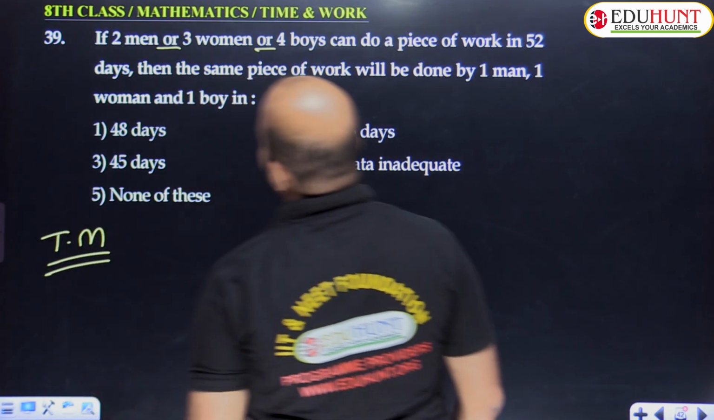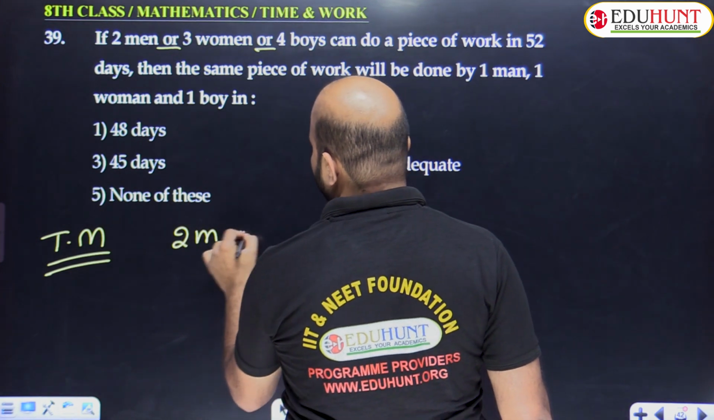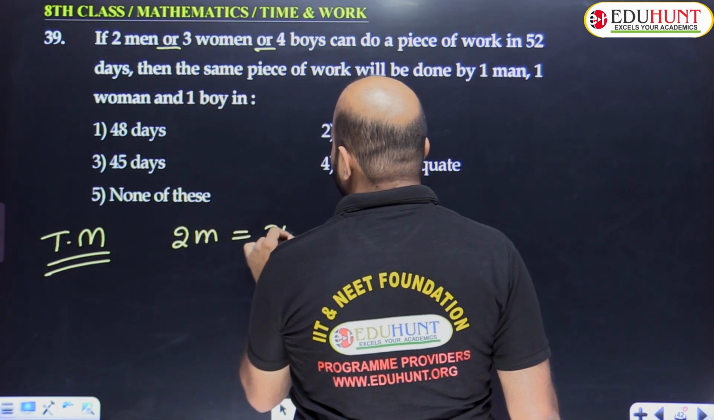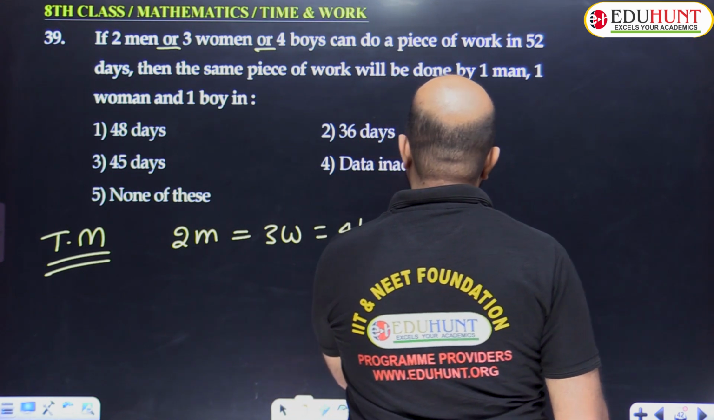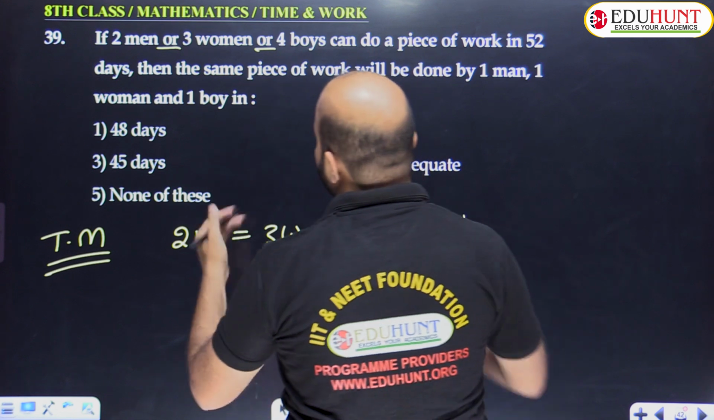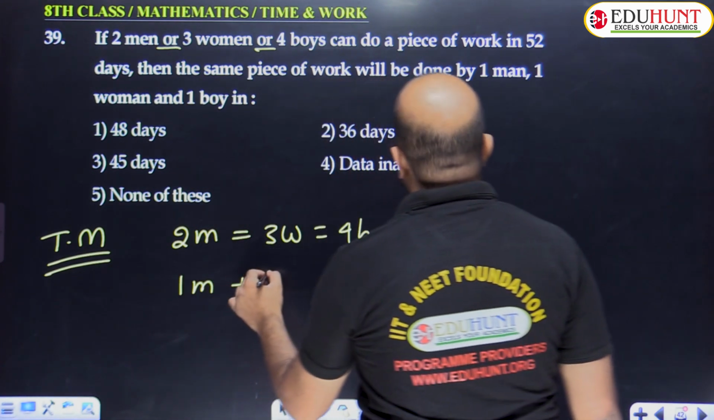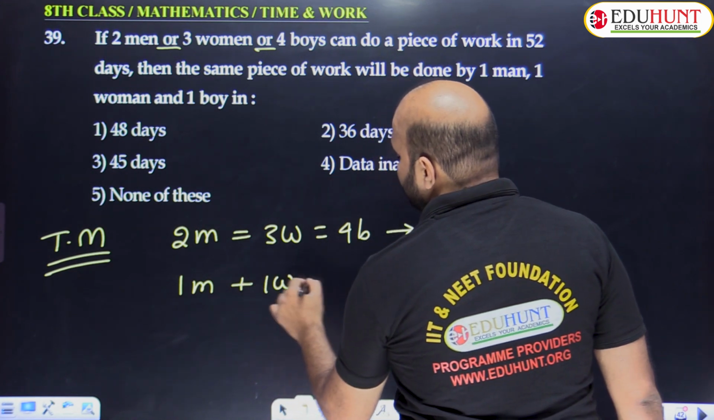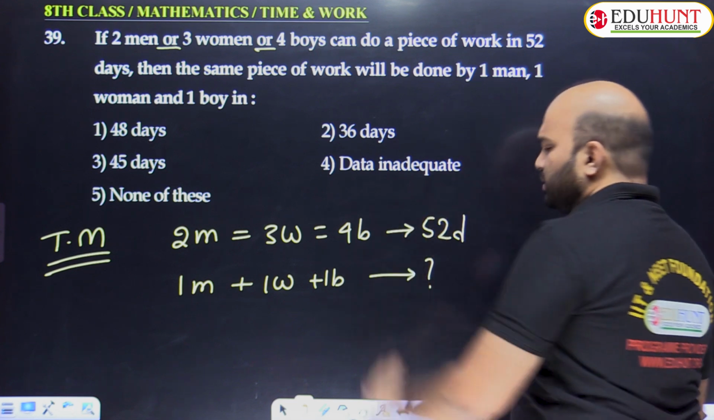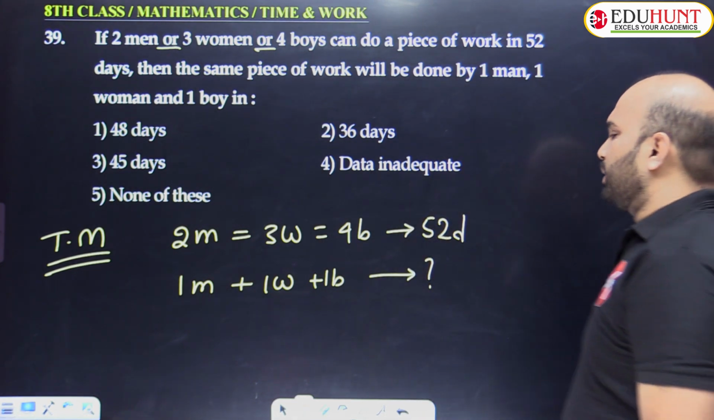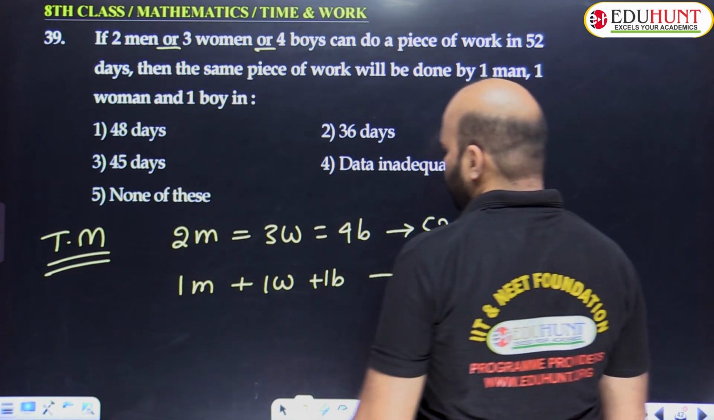So clearly, 2 men equal 3 women equal 4 boys can do a piece of work in 52 days. This is the question. But the question finally I am asking is: the same piece of work done by 1 man plus 1 woman and 1 boy can complete the same piece of work in how many days? This is the question. So by using the first equation, 2 men equal 3 women equal 4 boys.